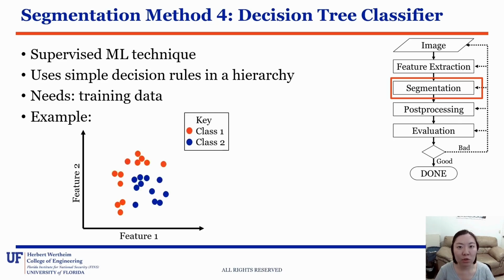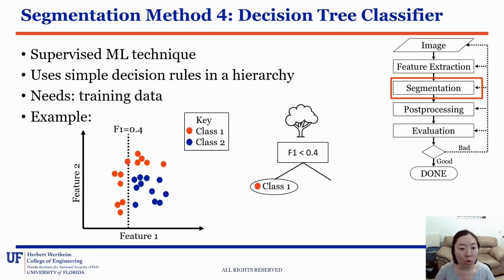Suppose we extracted two features, feature 1 and feature 2. They could represent intensity and edges, for example, and we plot each pixel based on these two features. Now, unlike before, there really is no clean line that you can draw that separates class 1 and class 2 pixels. So we do the best we can with what we've got. We've noticed that all pixels with feature 1 value less than 0.4 are in class 1, so we use that rule to start building our tree.